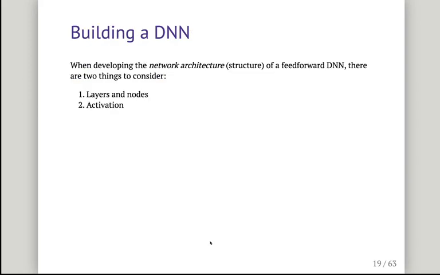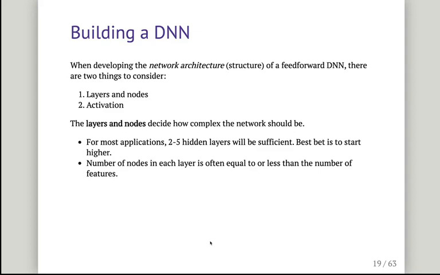When we're building the structure of a feed-forward neural network, there are a few things to consider. How do we decide how many layers to use? How do we decide how many nodes to use inside each layer? And then how do we deal with what's called the activation, or the change or calculation that's happening as we move from layer to layer? So let's talk about the layers and the nodes first.